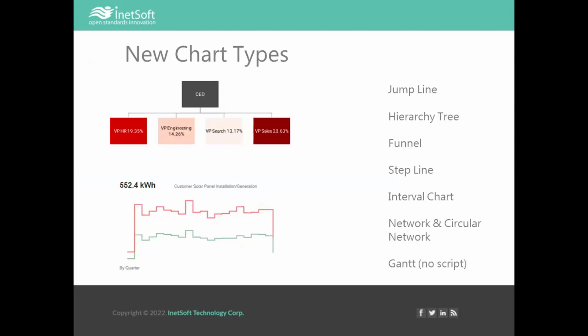Okay, we have a number of new chart types from both the 2021 and the 2022 releases. Katie's going to discuss many of these in greater detail, but I'll just briefly list them here. We have jump line, hierarchy tree, funnel, step line, interval chart, network and circular network, and Gantt charts. Gantt charts were an option in previous versions, but they required a script. So now they're just another option in the chart menu.